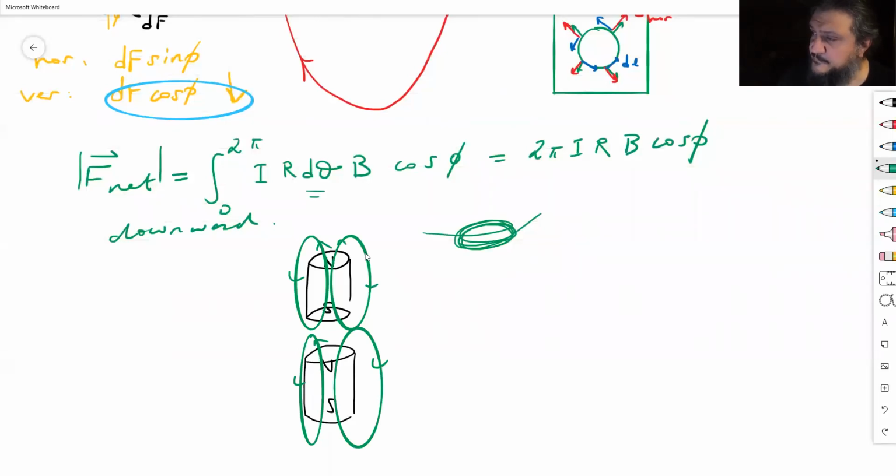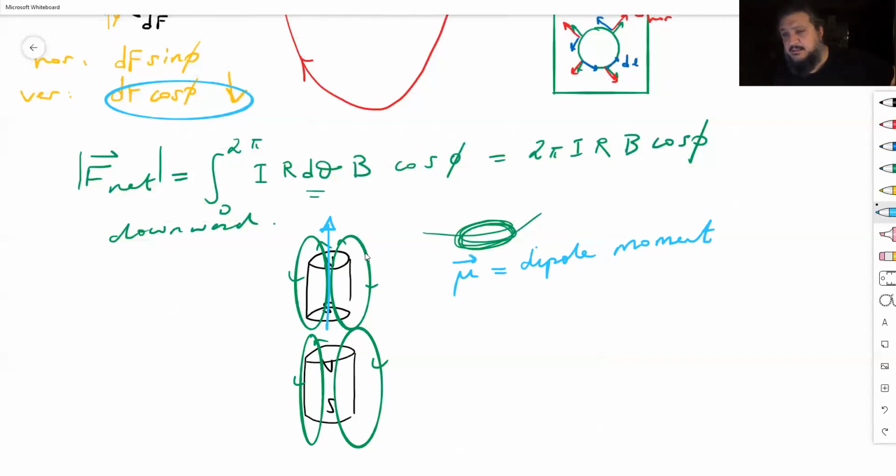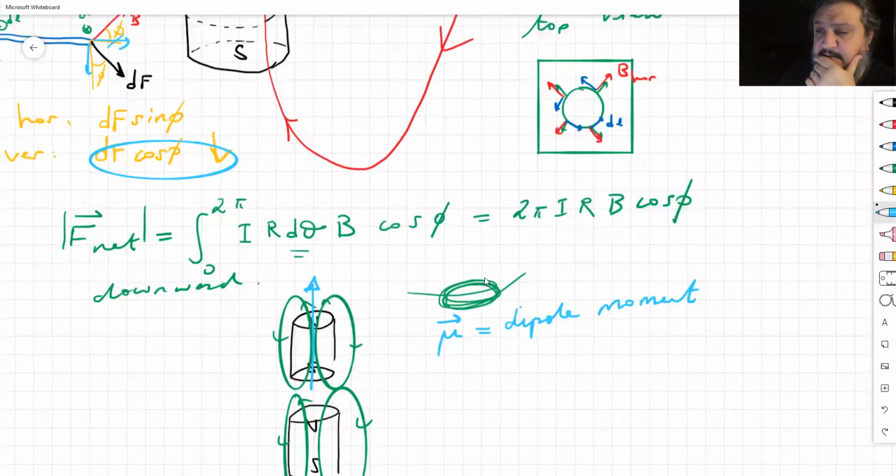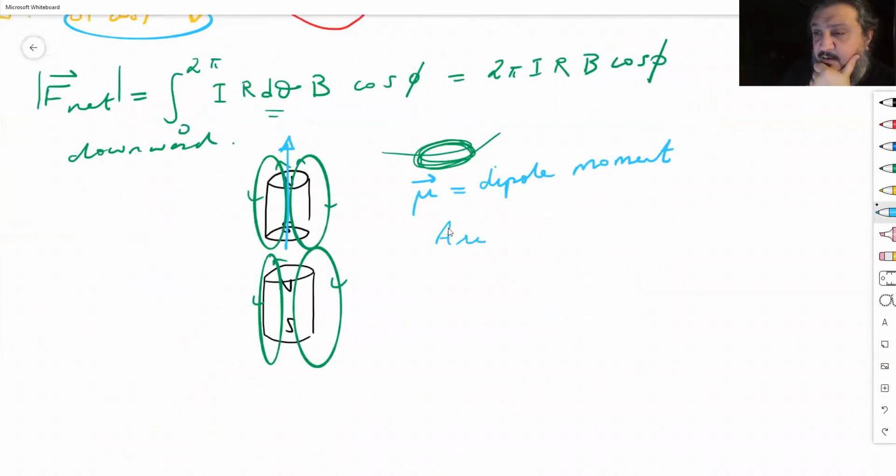So we're going to define a quantity called mu. We're going to call it the dipole moment. It'll be a vector, and it will be proportional to the area of the loop here. So in our case, the area is pi r squared. If you multiply this by the current, I times A, the area, this is what we're going to call the dipole moment.